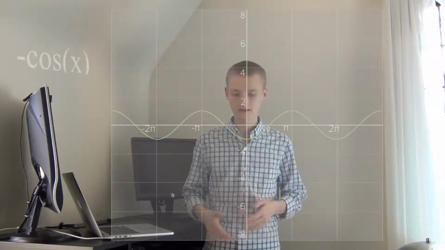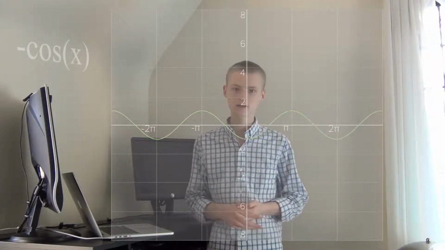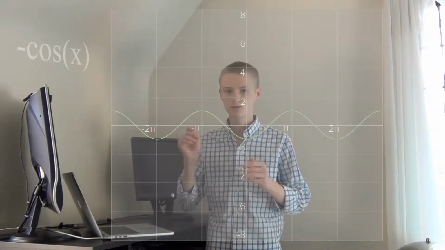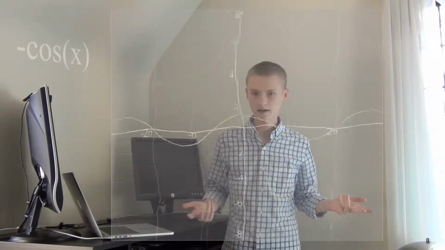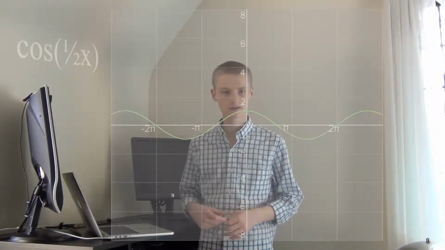Let's throw in a -1 again, and it just flips it again. You can see it starts at the bottom instead. So, yeah, not that much of a difference, as you can see. If I were to put in the 1/2, it would just stretch it, same as sine. It's not a big difference. But we'll move on to the next one, tangent.